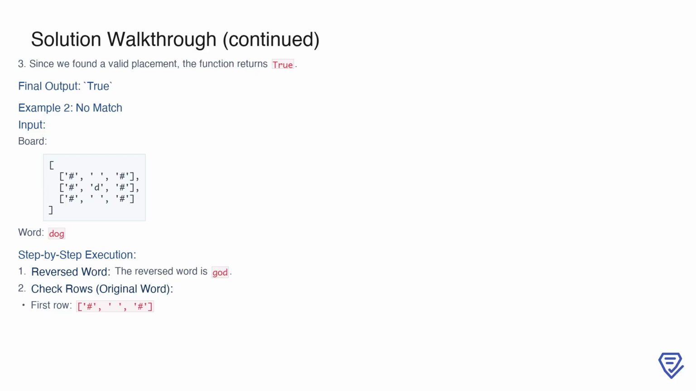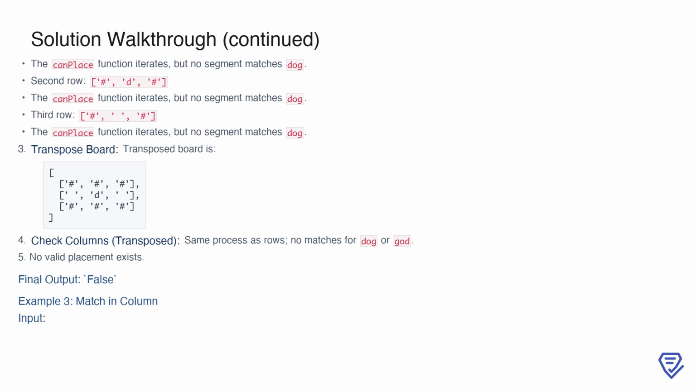Since no placement is found in the rows, we proceed to transpose the board, which means flipping it to check columns as if they were rows. The transposed board now presents the columns as rows, but even here, no valid segment matches dog or god. As a result, we determine that no valid placement exists for this word. In this case, after checking both the rows and the transposed columns, no valid placement is found for the word dog. Thus, the function concludes and returns false.